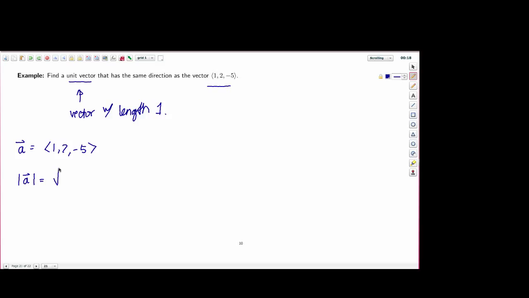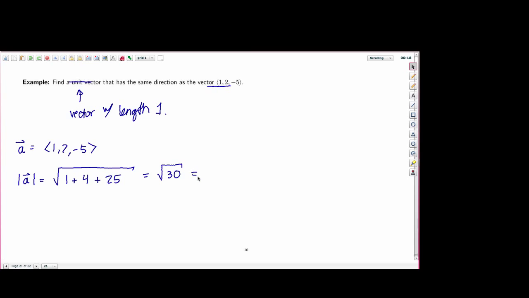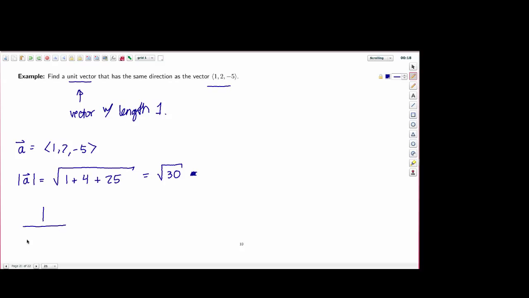So this gives us the square root of 1 squared is 1, 2 squared is 4, -5 squared is 25. So we get the square root of 30, which is the length of our vector A. So then to get a unit vector in the direction of A, I'm just going to take A and multiply by 1 over the length, so multiply by the scalar 1 over root 30. So 1, 2, minus 5.